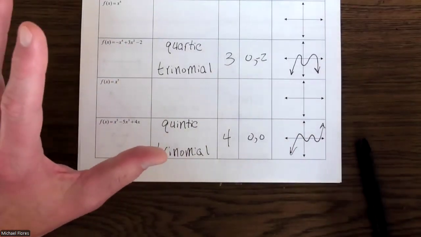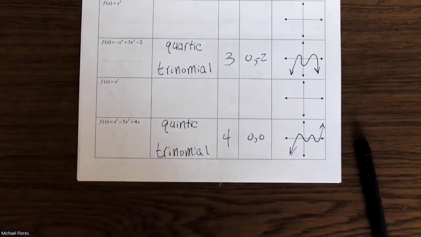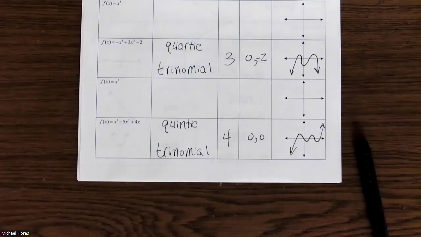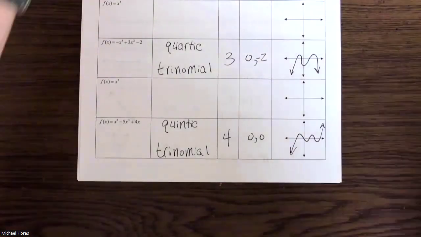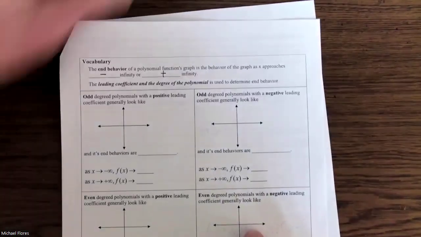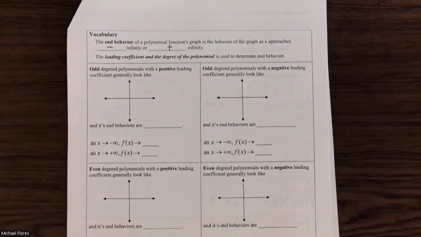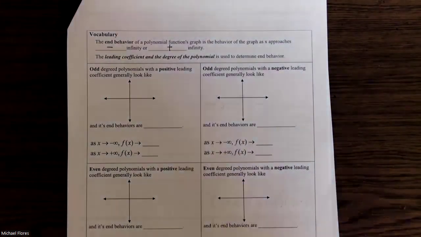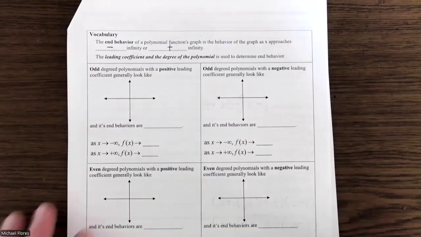Here's the takeaway. If it's an odd degree polynomial, your arrows are going to be going opposite directions. Think odd, opposite. Odd, opposite. And if it's an even degree polynomial, that means your arrows are going to be going the exact same direction, either both pointed up or both pointed down. Oh, vocabulary. Put a negative there and a positive there. The end behavior of a polynomial function's graph is the behavior of the graph as x approaches negative infinity or positive infinity. The leading coefficient and the degree of the polynomial are used to determine end behavior.